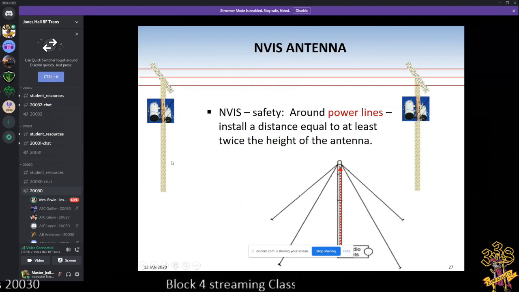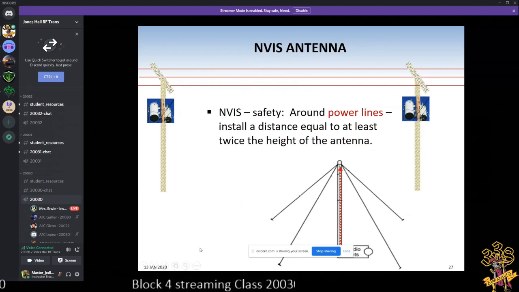One thing about the NVIS, as with any antenna, is you always want to remember safety. So if you're having to put an antenna up around power lines for the NVIS, you have to install it a distance equal to at least twice the height of the antenna. Okay, so this is a 15-foot antenna, so you would want to be at least a minimum of 30 feet away from the power lines. That's a minimum.